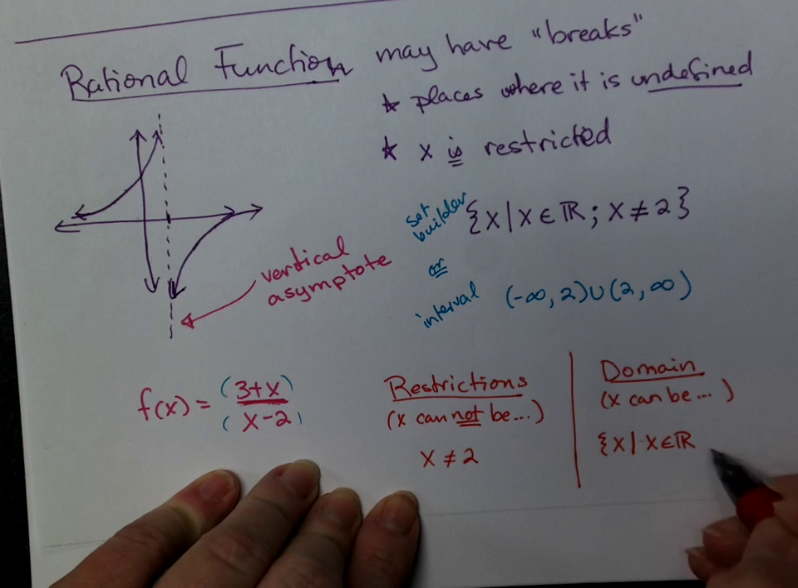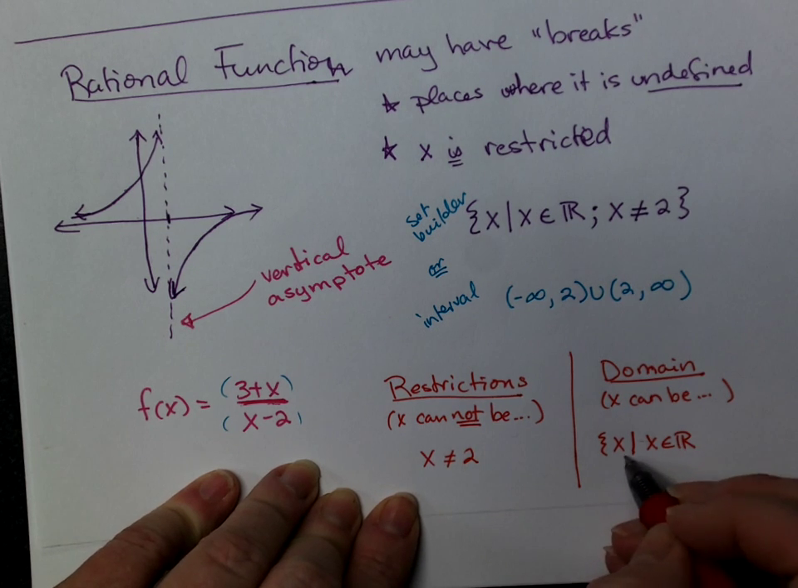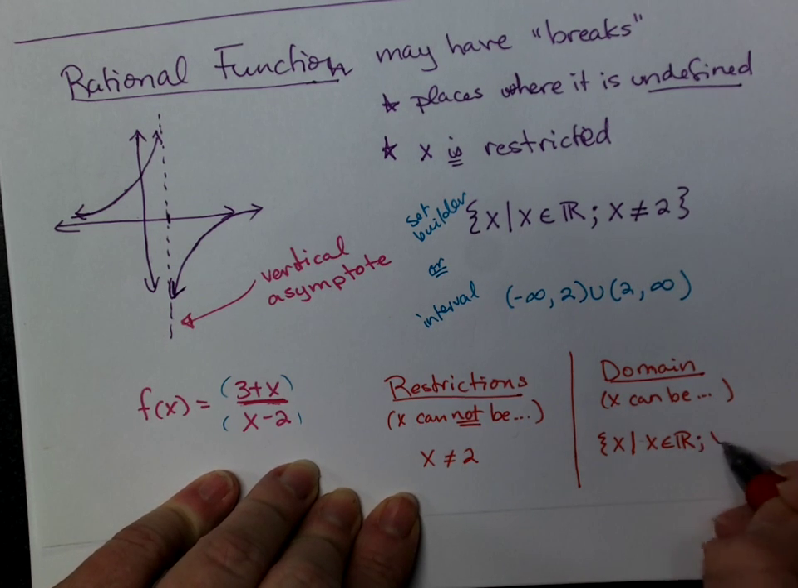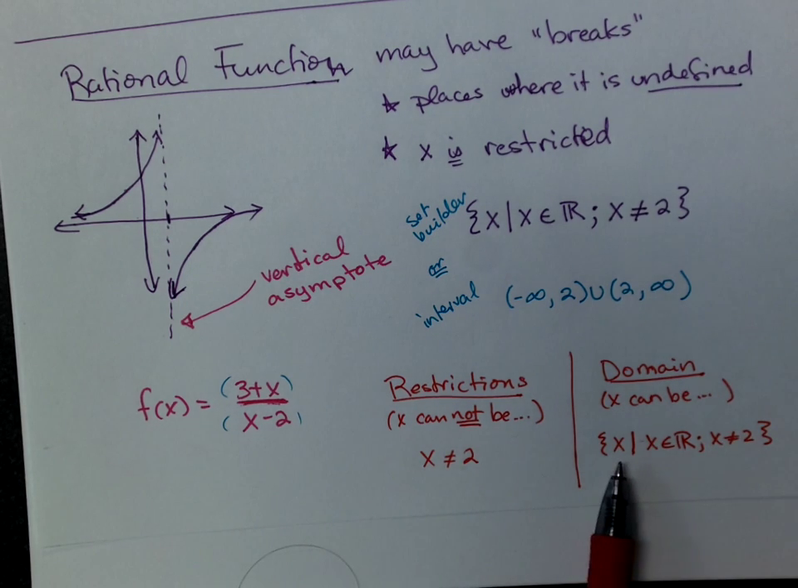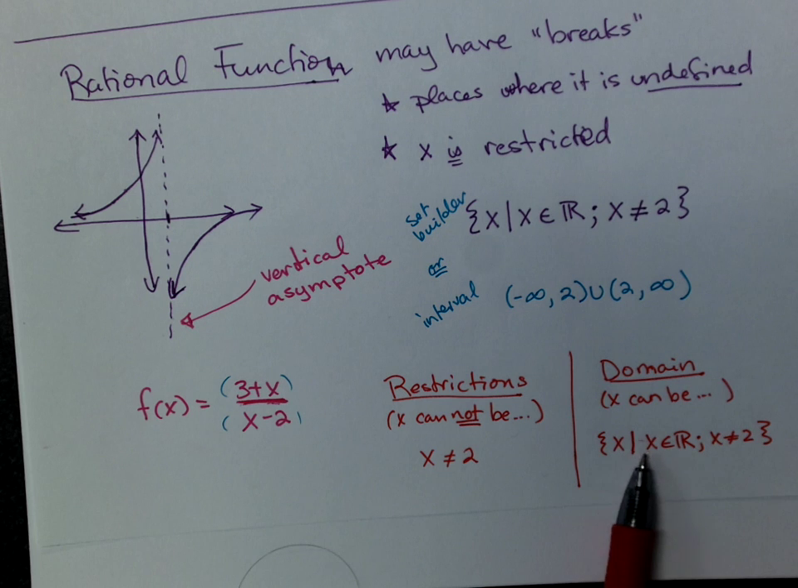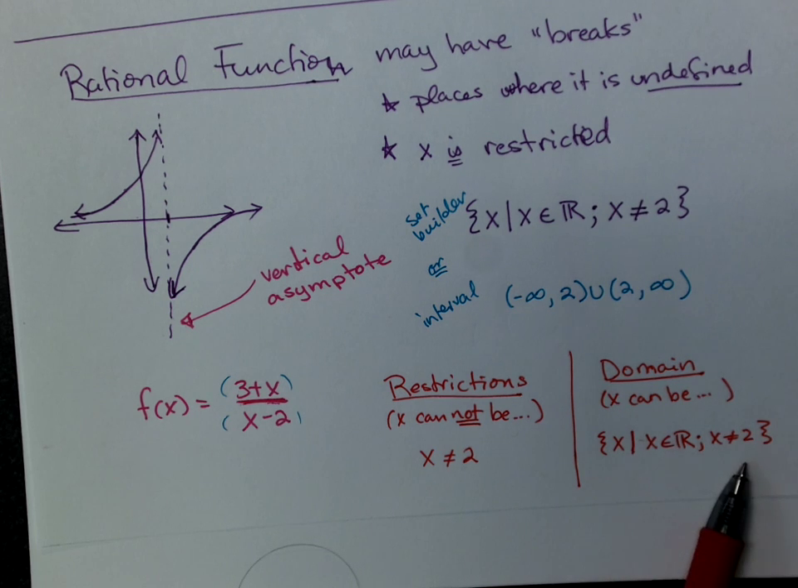So in this case, x can be a real number. The domain is x can be a real number as long as x is not 2. Your restriction is part of your domain. But the whole point of the domain is saying what x can be. X can be any real number except for that one.